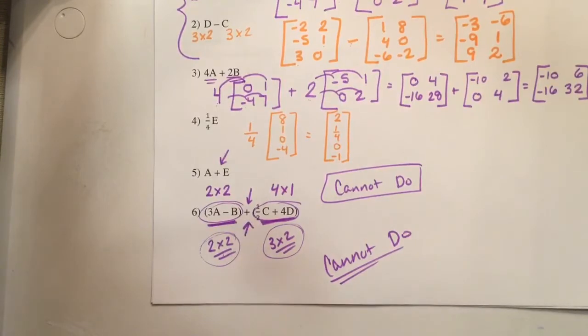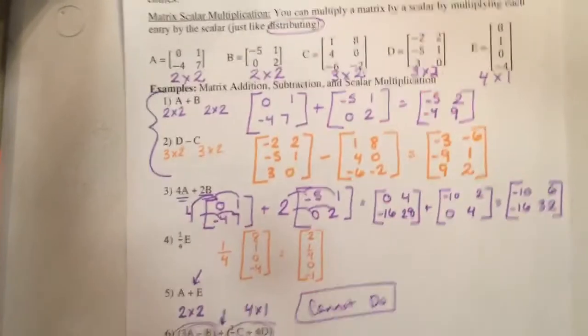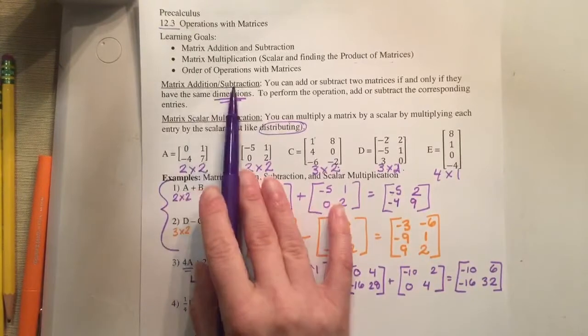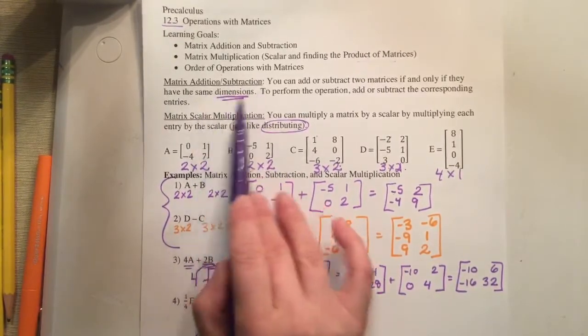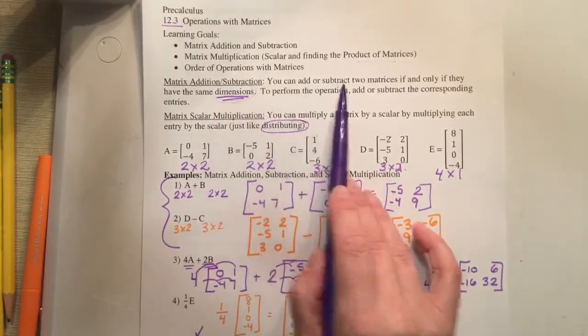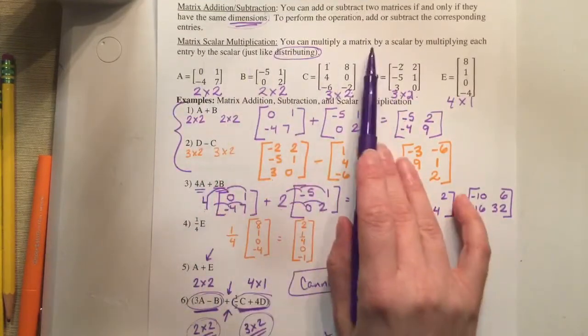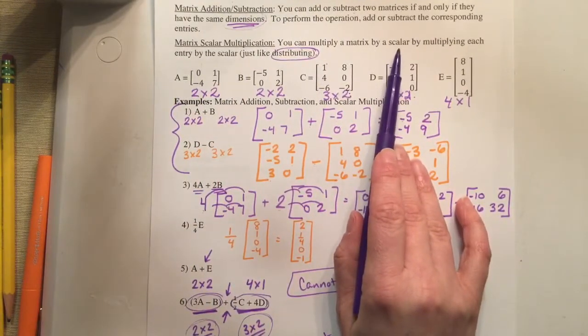If they want you to add them or subtract them, you do have to have the same dimensions for the matrix. Okay, so if I kind of just look back at this page, we've talked about adding and subtracting. We know how to find the dimensions. You can add or subtract if you have the same dimensions.